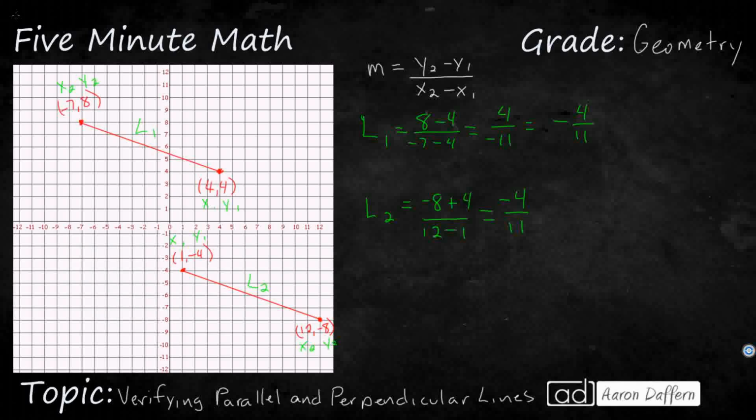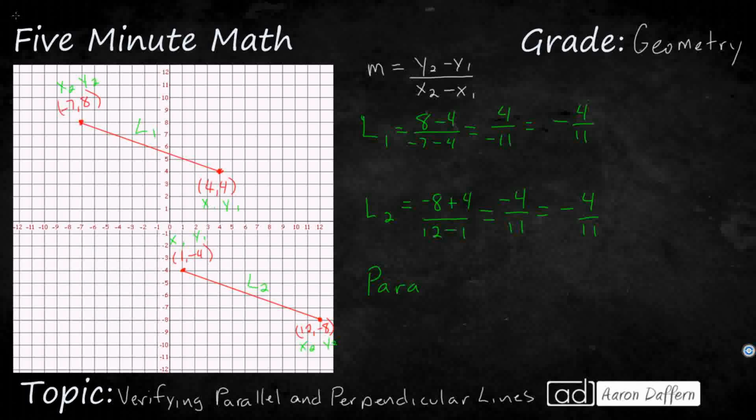Now that's different than what I had up there. I had a positive 4 over negative 11, but really that negative sign, we can just move that down here. So you notice that the slope of line 1 matches the slope of line 2. So that is our rule.